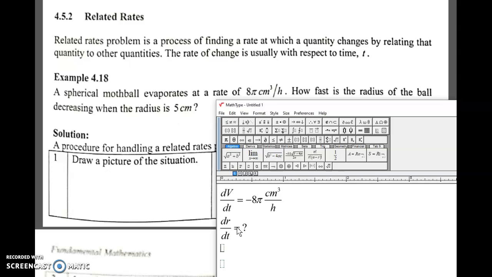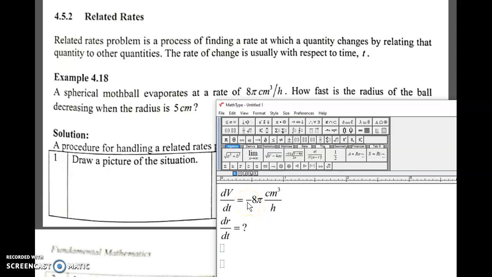You might ask. Right, look back at the question. This is the evaporation rate, 8 pi, and we have the information of cm cube over hour. The cm cube represents volume and hour here represents time. Hence, it is the derivative of volume over the derivative of time, the difference in volume over the difference in time. So that's why it is dV over dt. This is how I write it down, right? Makes sense now? Next, how can I put a negative 8 here?